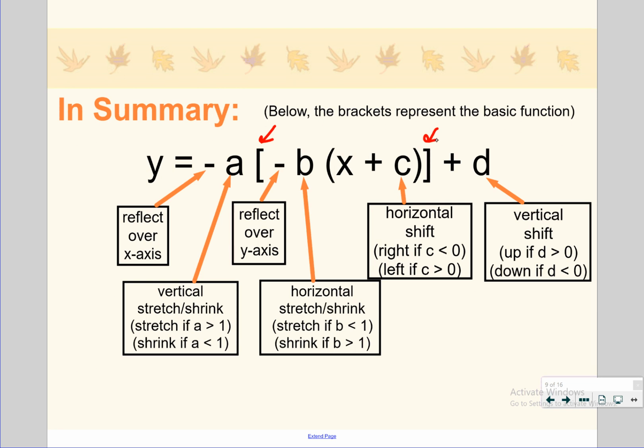If it's a number bigger than 1, it stretches. Number smaller than 1, it shrinks. And then D, same thing. It shifts up or down. If it's positive, it goes up. If it's negative, go down.